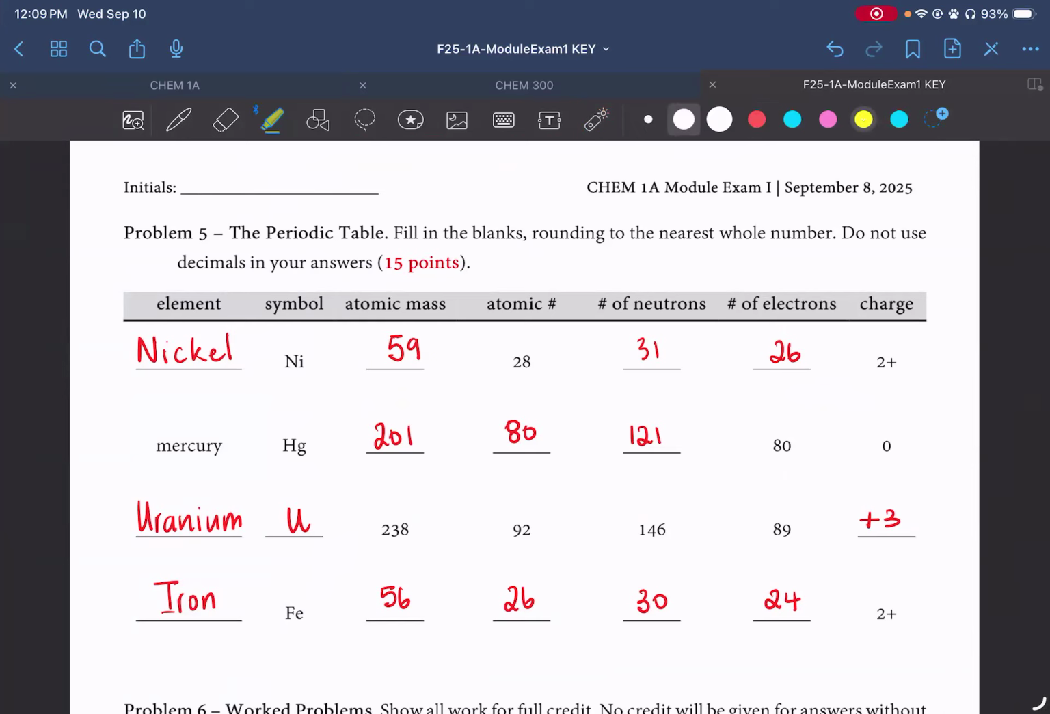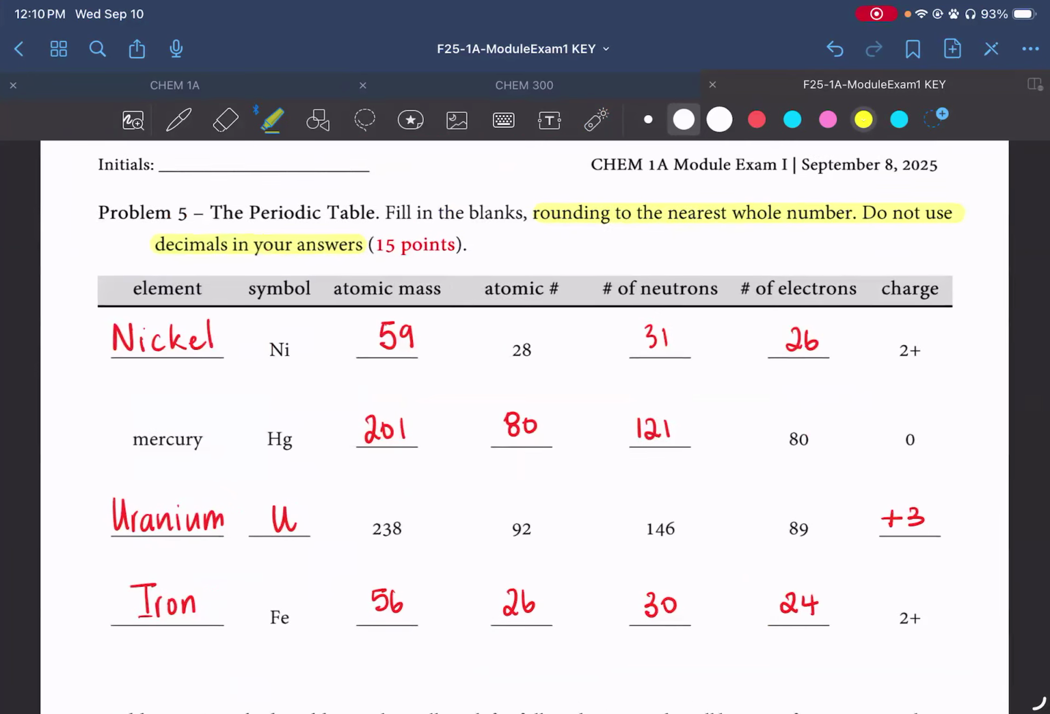One immediate issue I noticed from people was you did not round to the nearest whole number. I did have in the instructions, do not use decimals in your answer. And as a result, if you did use decimals, you either would have gotten a half point taken off or more if it kept occurring.